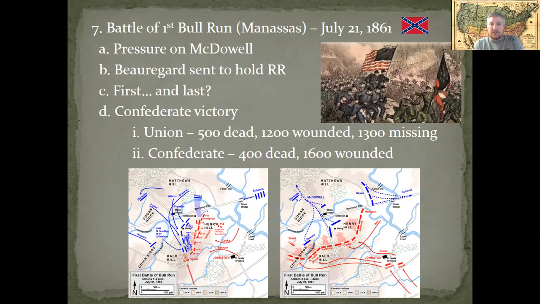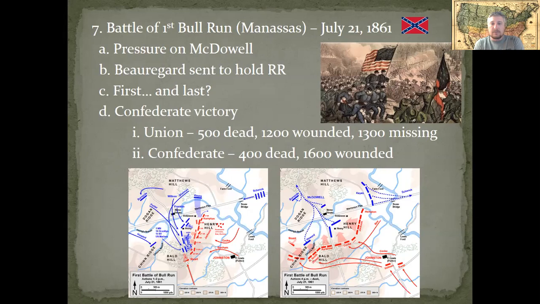So let's talk about exactly what happened, the results here. Well, initially the Confederate forces did have to retreat just a little bit, but they received reinforcements. You can see that on the left hand side, those reinforcements sweeping down from the north, and they completely routed the Union troops. They're going to force them to flee back to Washington, D.C. And at the end of the fighting, you have 500 Union dead, 1,200 wounded, 1,300 missing.